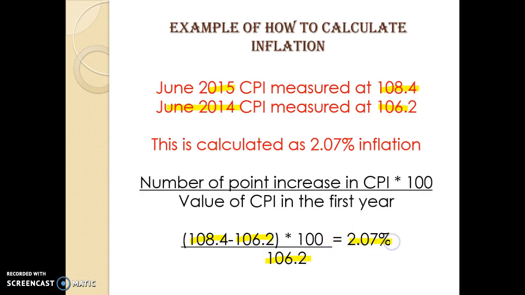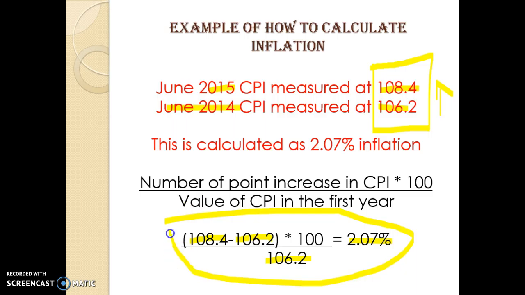and that would give us an inflation rate of 2.07%. What's important to recognise is that if the CPI goes from 106.2 to 108.4, that doesn't mean inflation's gone up by 2.2%. You've got to apply the ratio to those figures, and that will give you what the actual inflation rate was for that year.